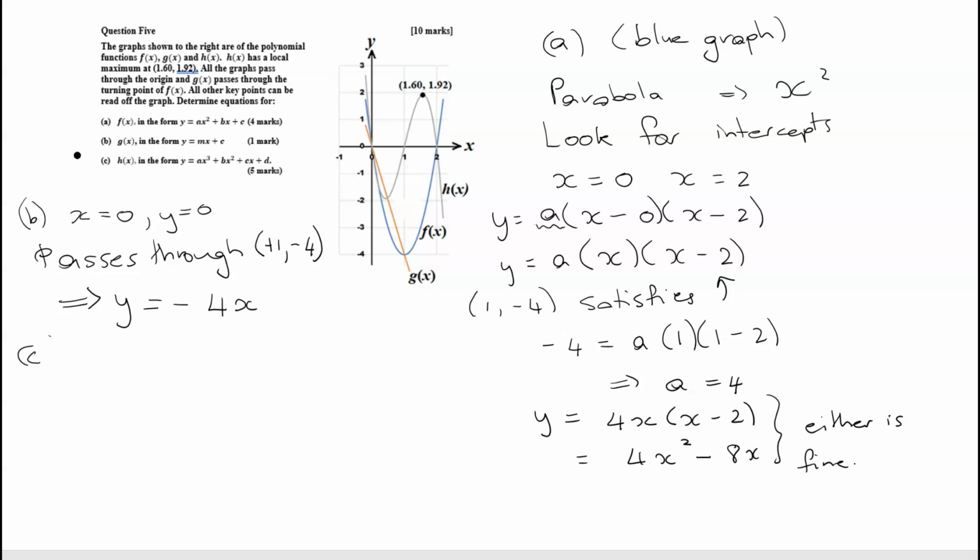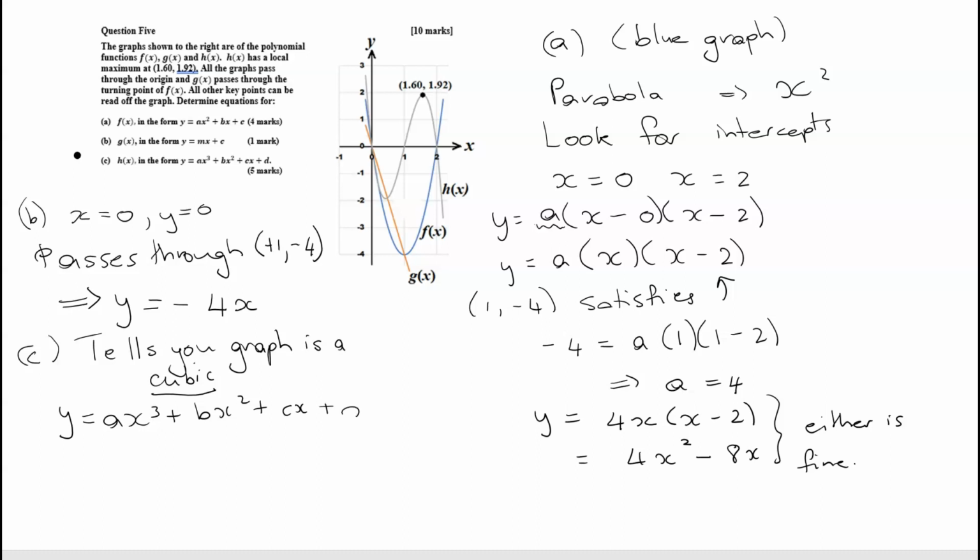The third one, though, needs a bit more work. It now tells you that it's a cubic. So several of you thought it was a sine curve. It's not. The question tells you that it is a cubic. It tells you that it's got ax cubed plus bx squared plus cx plus d, or some of those. It'll at least have the x cubed.